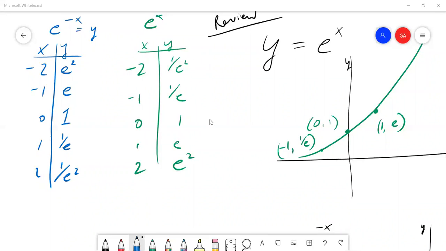Now I want, let's see, who's someone I haven't heard from? Monica, I don't think I've heard from you in a while. Can you compare this table to this table? How are they similar? How are they different?